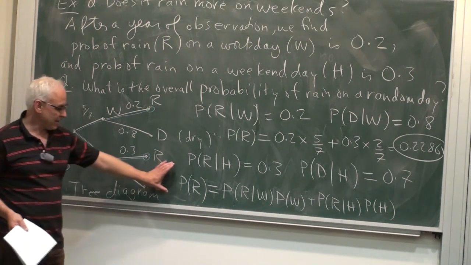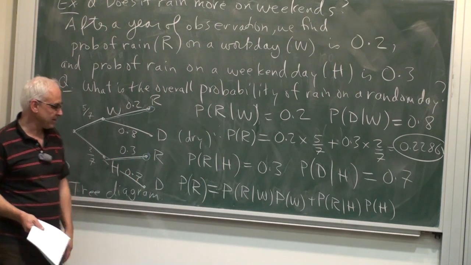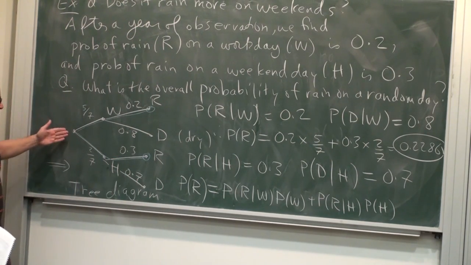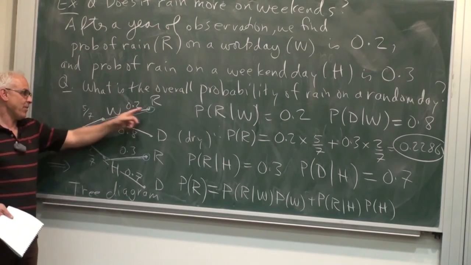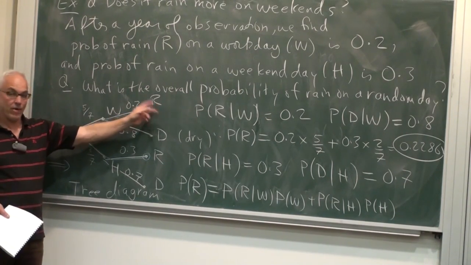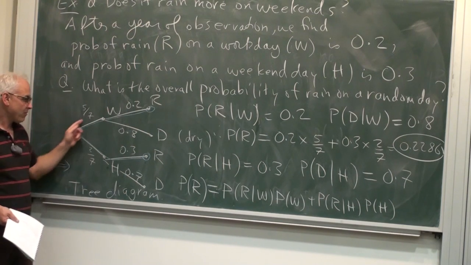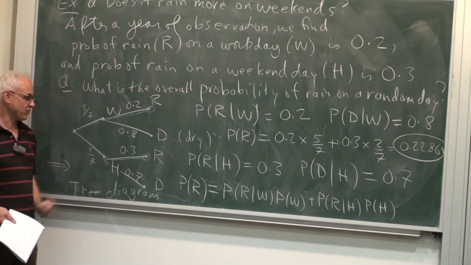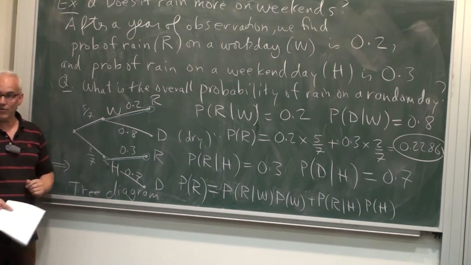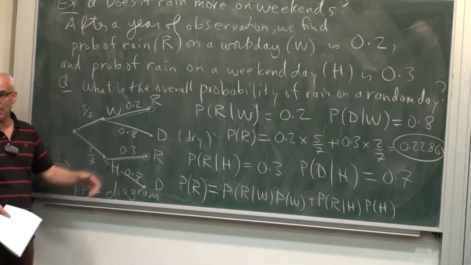So here is the total probability rule being applied to this situation, and you can see that it corresponds to finding all the ways that we can get the outcome that we're interested in, namely rain, starting from this leftmost point and working our way along the tree, multiplying probabilities for each branch, and then adding them up.